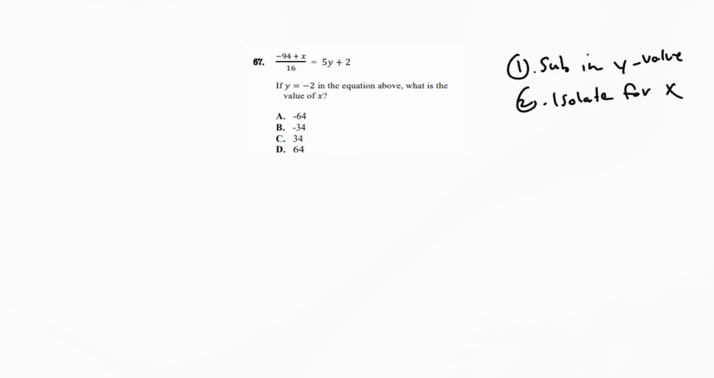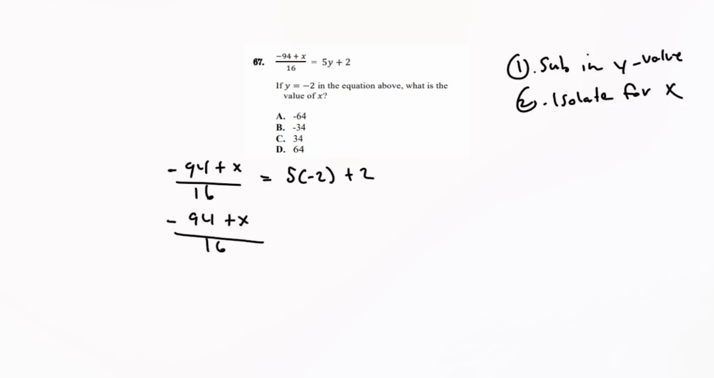So you're going to be seeing me use algebra to solve this. So if my y is equal to negative 2 in this case, it would be negative 94 plus a value of x over 16, right, is equal to 5 times negative 2 plus 2. So let me simplify my right side first, okay? What's 5 times negative 2? Negative 10 plus 2 is negative 8.